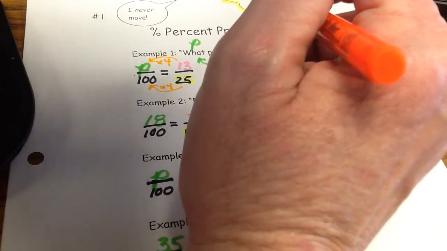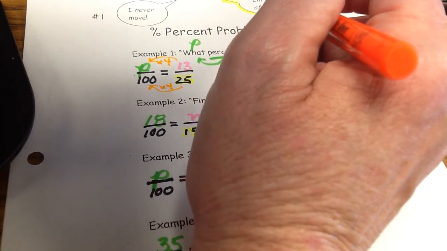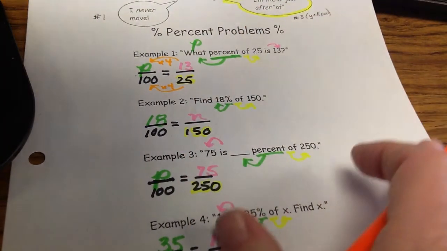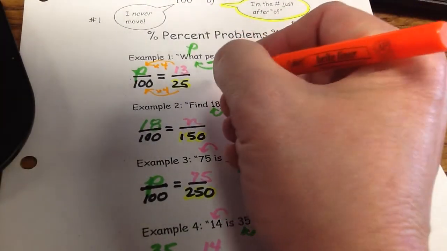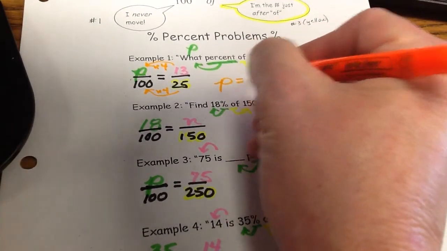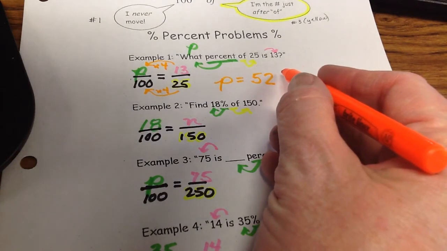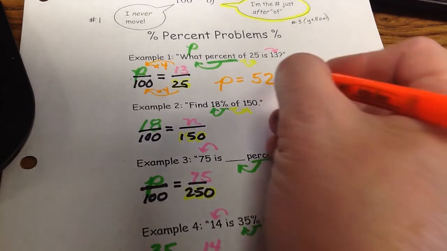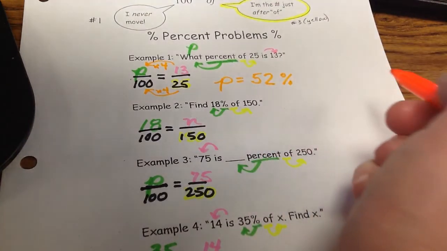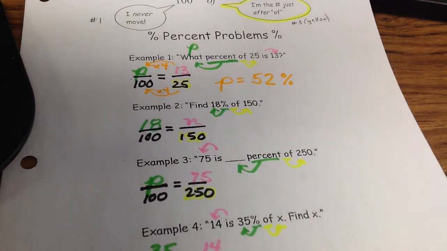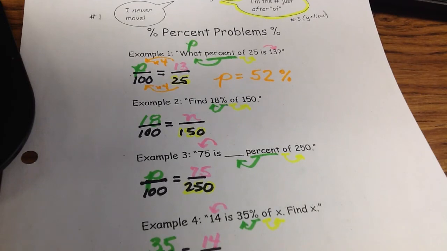4 times 10 is 40. And what's 4 times 3? 12. Add those together. 52. 52 is it. Good. So here, P equals 52. Now, it's the percent that's missing, so what are we going to put at the end? Percent sign. 52%. Good. Now, for these others, you're going to use cross products to solve.